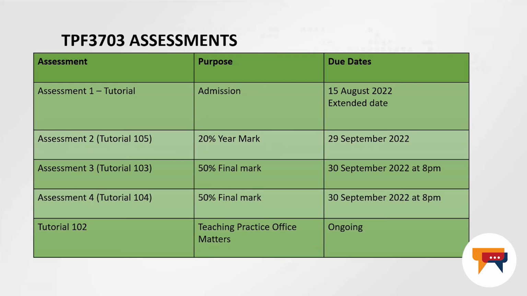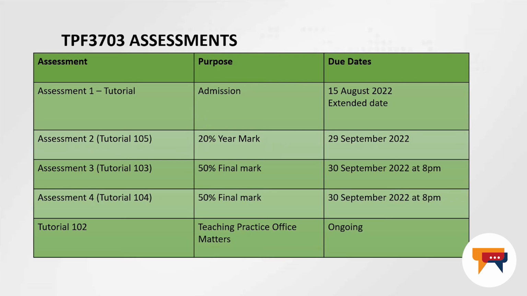Assessment 3, which is your portfolio 50, is found in tutorial letter 103 and carries 50% of your final mark, and the closing date is the 30th of September. Assessment 4 is found in tutorial letter 104. It also carries 50% of your final mark. The closing date thereof is also the 30th of September 2022.